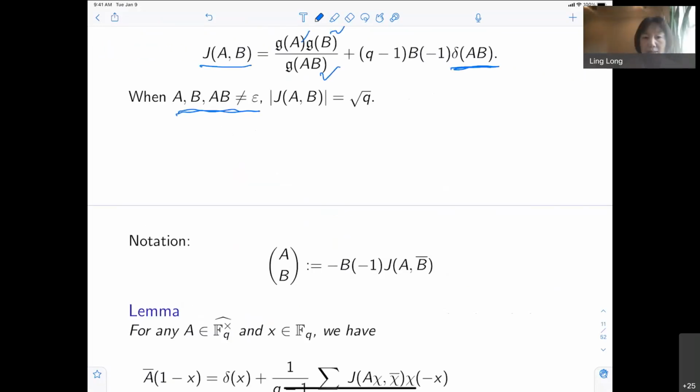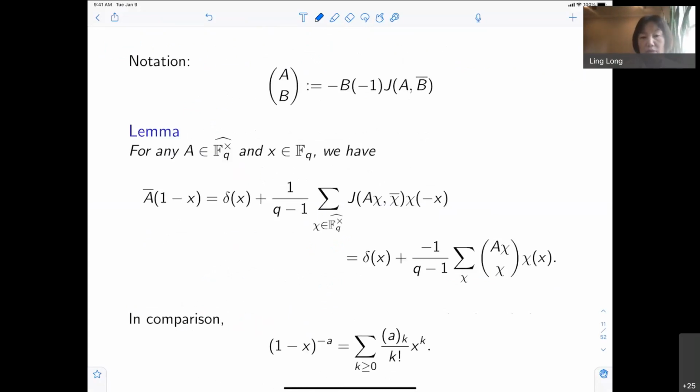Now we're going to use the notation that "A choose B" means the Jacobi sum of A and B bar, with a psi in the front. This makes the formula look a little more parallel to the classical case.